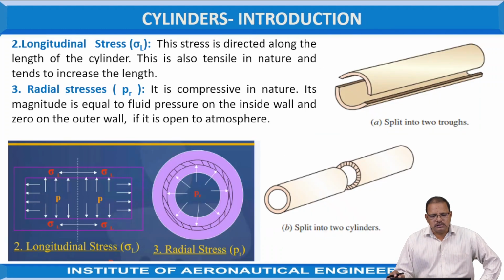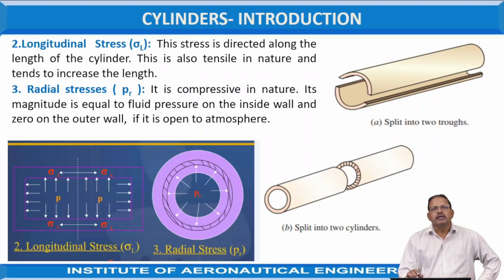The second one is longitudinal stress. This stress is directed along the length of the cylinder. Because of these forces, the cylinder tends to be divided into two parts. When the pressure exceeds the maximum values, the nature of the stress is again tensile. Because of this longitudinal stress, the length of the pipe or the cylinder increases.